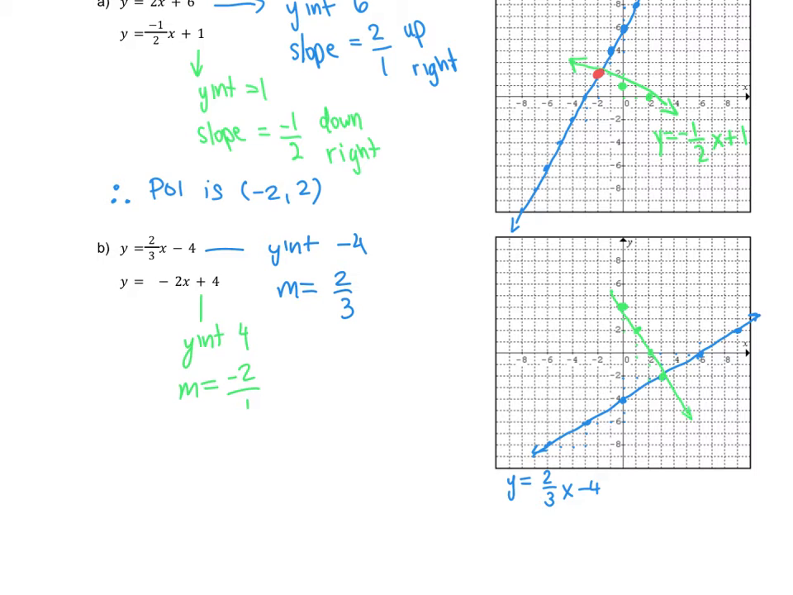I'll connect my line, write the equation, and now we can read off this point of intersection right here, and that is your answer. So therefore, POI, point of intersection, is the x value is 3, the y value is -2, so there we are. Make sure you're doing x comma y.